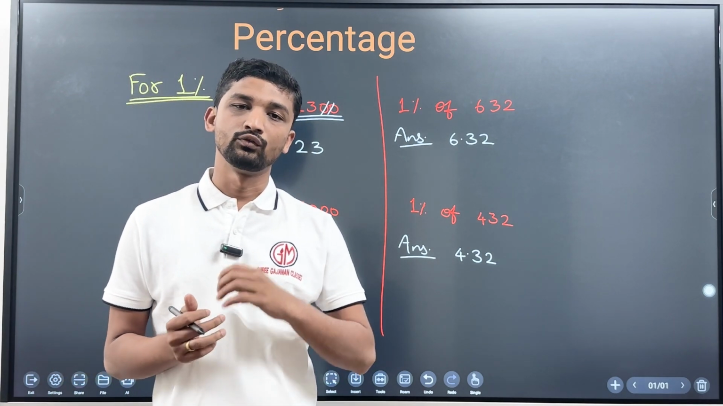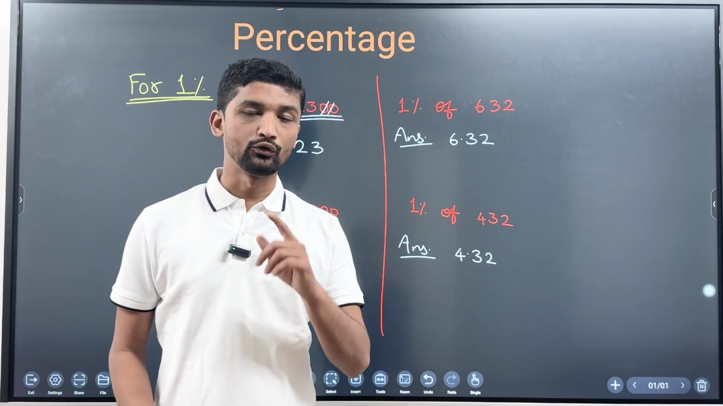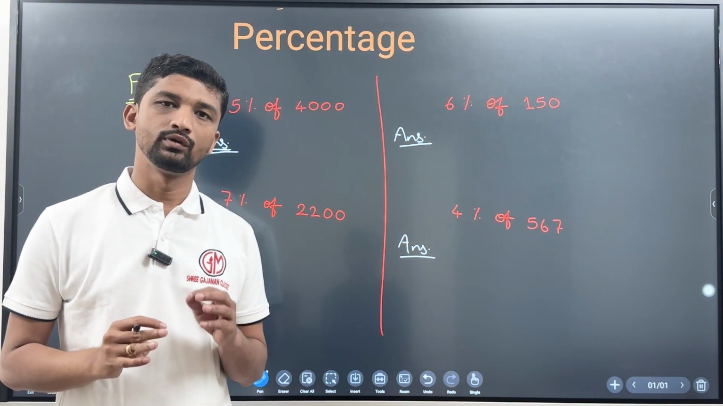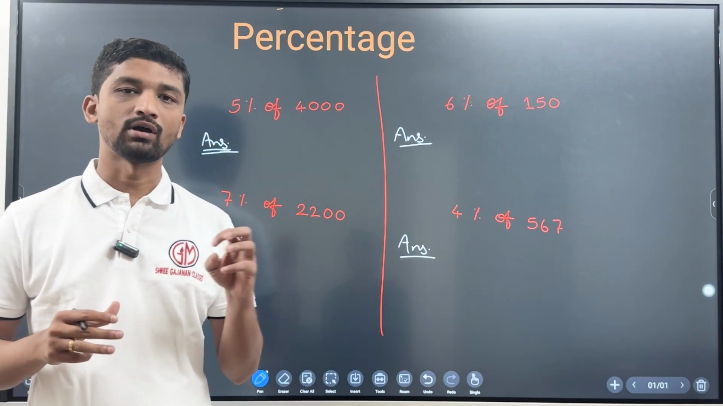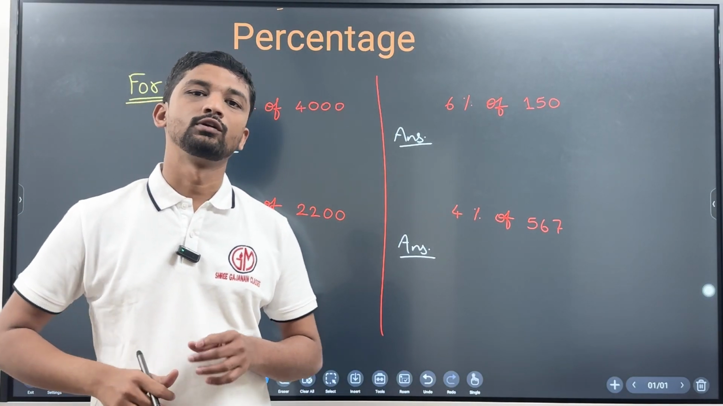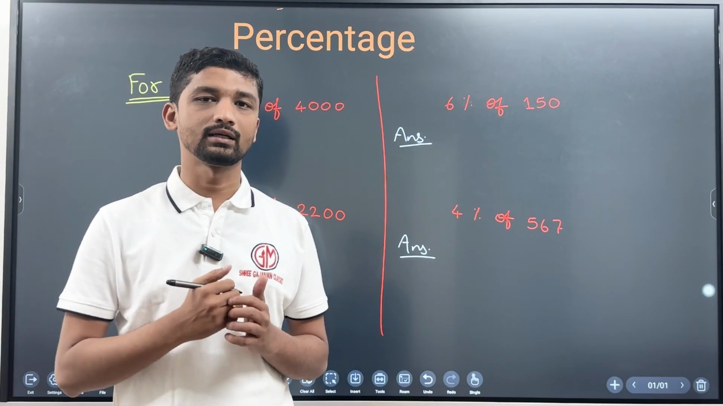Now, further we will study percentage for single digit numbers. How will we find the percentage of single digit numbers? Let's see. Till now, we know how to find 1%. Now, for single digit numbers like 5%, 6%, 4%, 7%, we will find the value of 1% first and then multiply it by the required number.